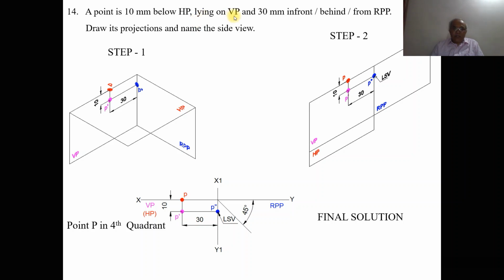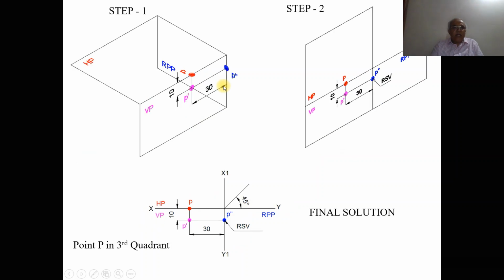And it is lying on VP, and it is 30 mm in front or behind RPP. Now we will start with the third quadrant. As we see, it is below HP. So in the third quadrant, what happens? It will be below HP and behind VP. As it is behind VP, when you look from the front view, we can see the distance below HP of 10 mm. Since it is behind VP, obviously it should be behind RPP.